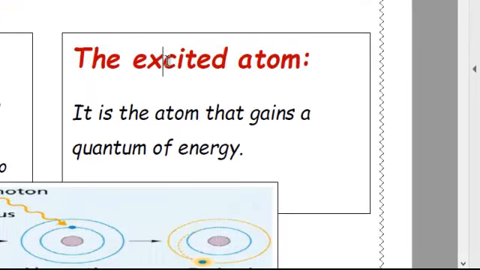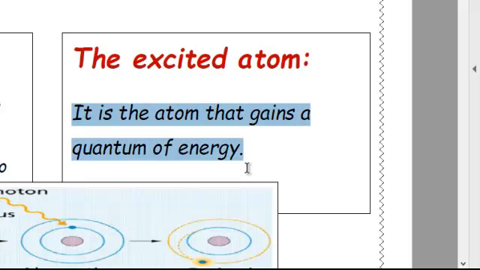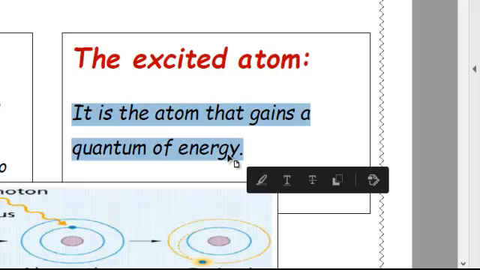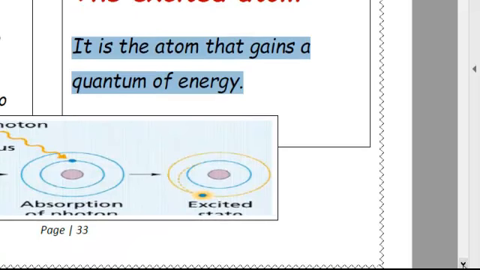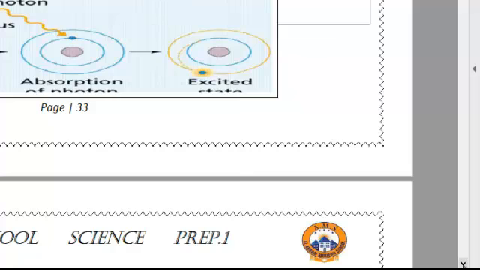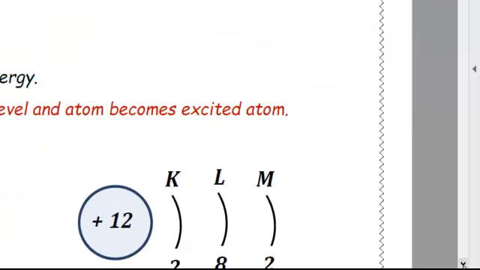What is meant by an excited atom? As you can see here, it is the atom that gains a quantum of energy. So when an electron gains an amount of energy, a quantum of energy, and jumps to a higher energy level, in this case we call the atom an excited atom. It means one or more electrons are not in their original place. They stay for a time and return back to the ground state again.